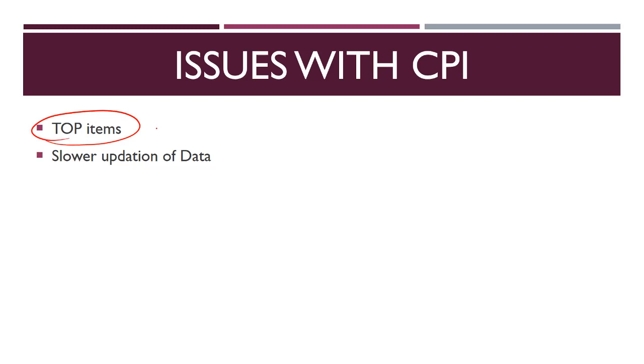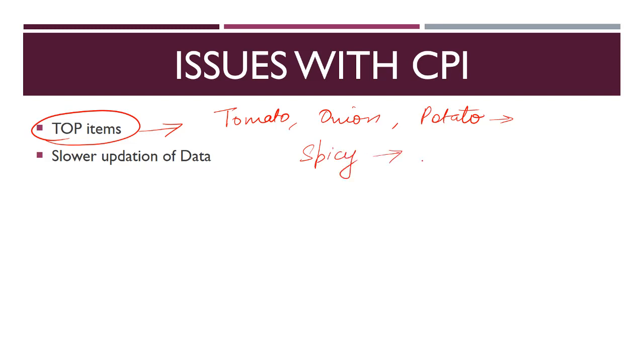Next issue is top items. What do we mean by top? Top refers to tomato, onion and potato. See, what happens is that the Indian consumer usually consumes very spicy food. We have different spices. We use turmeric, we use garam masala, we use salt, we use too many chilies, and we use different other spices. Similarly, we use onion. Potato is almost, in fact, used with every vegetable. Even if we are making brinjal, or tomatoes, or anything, we put some potato in between.